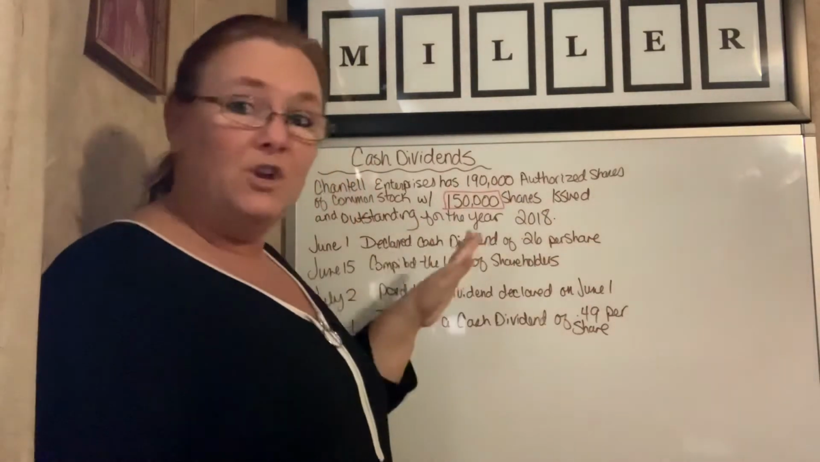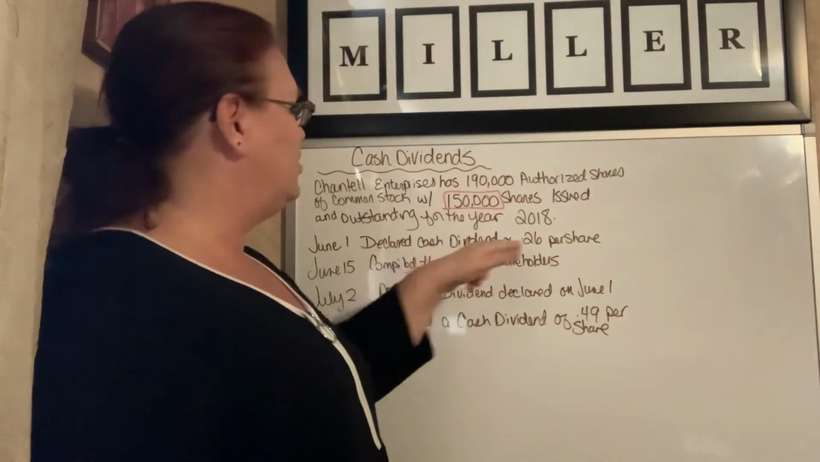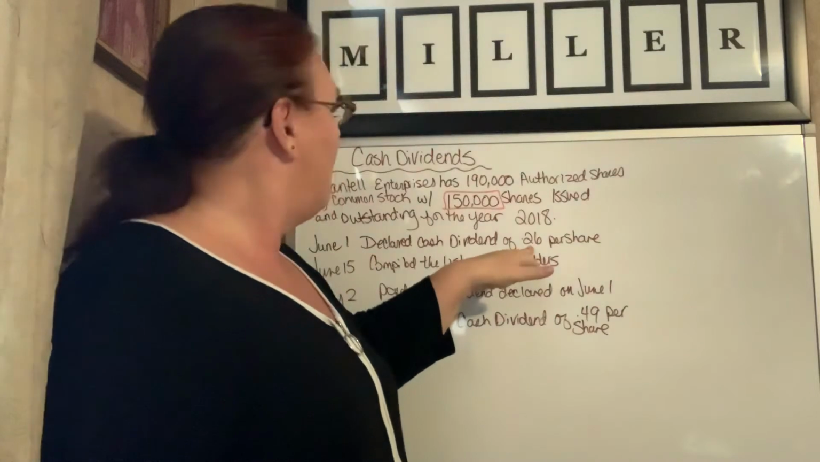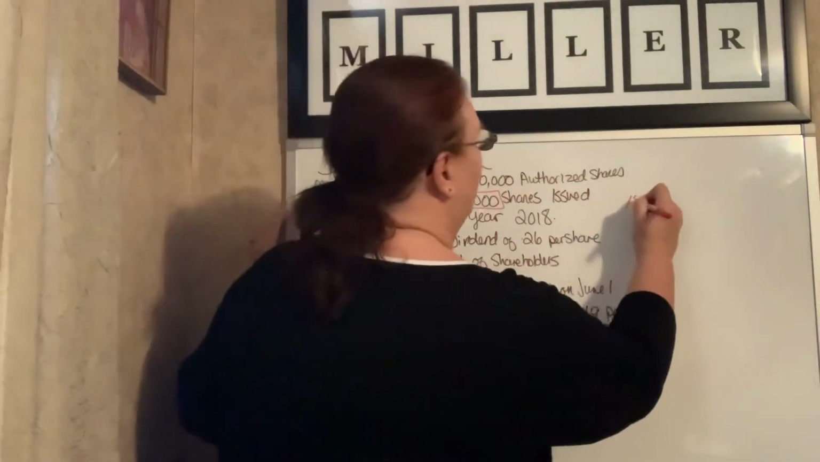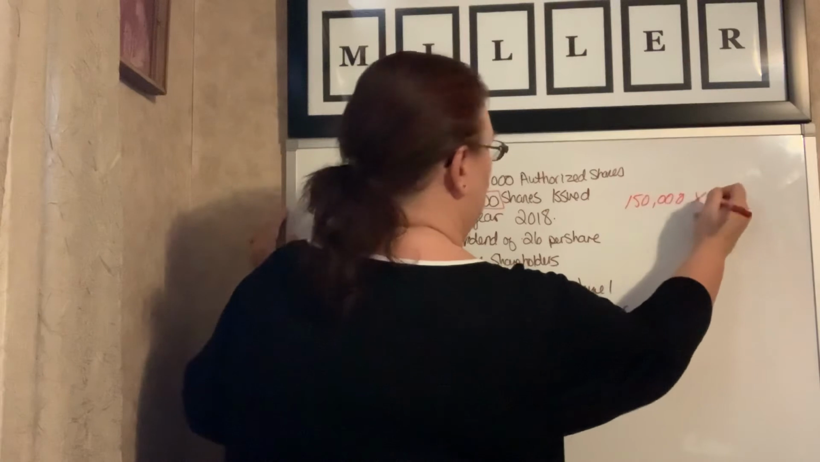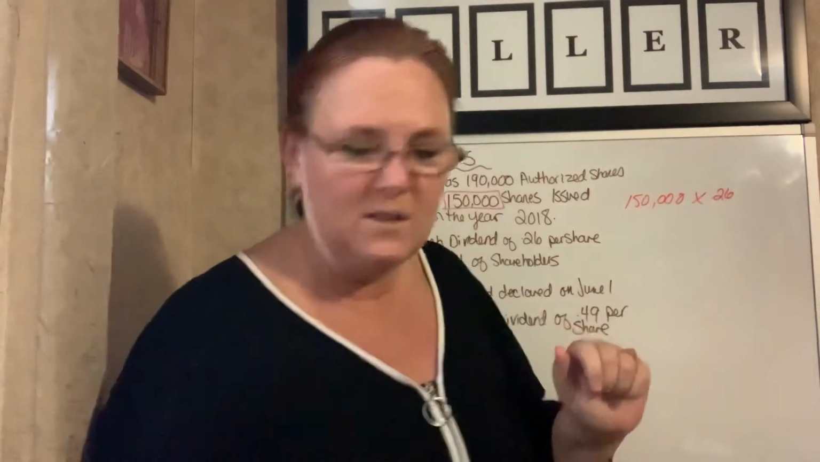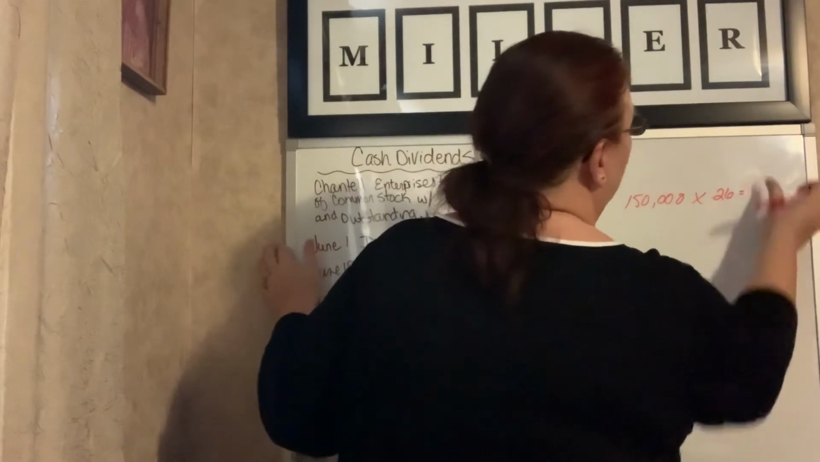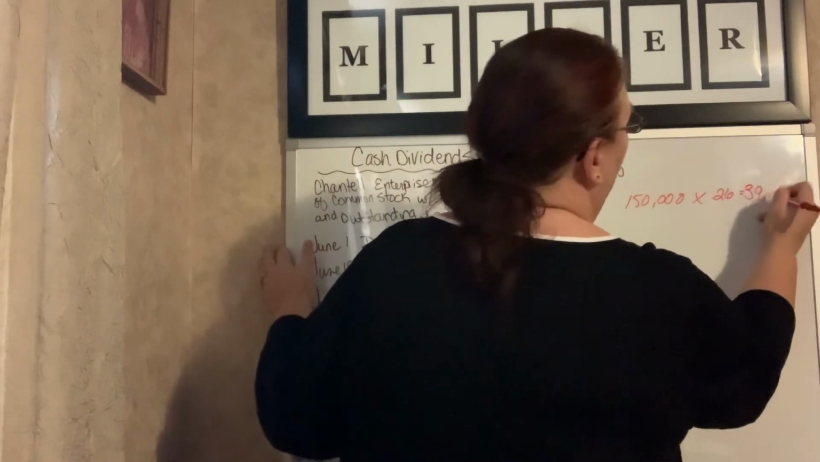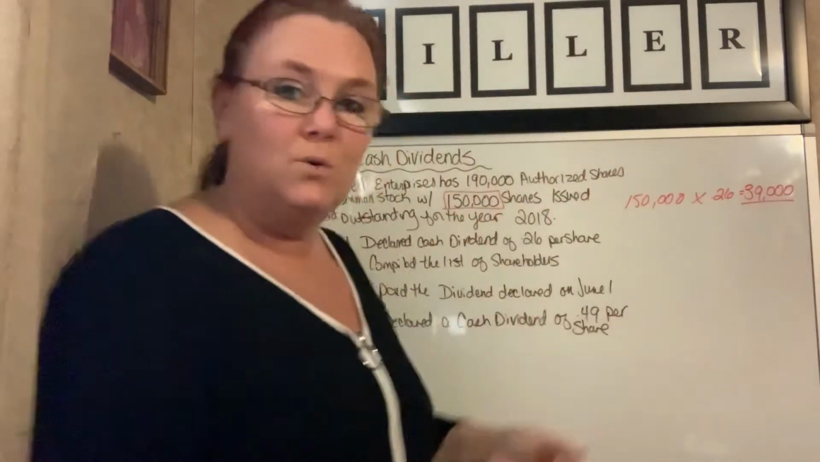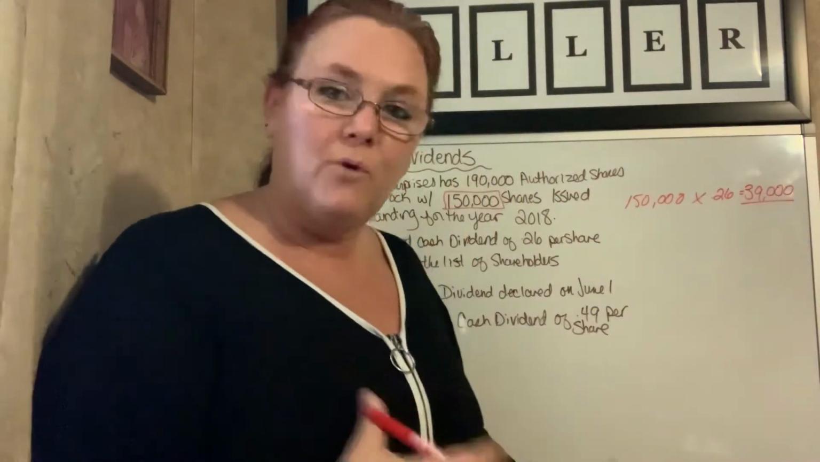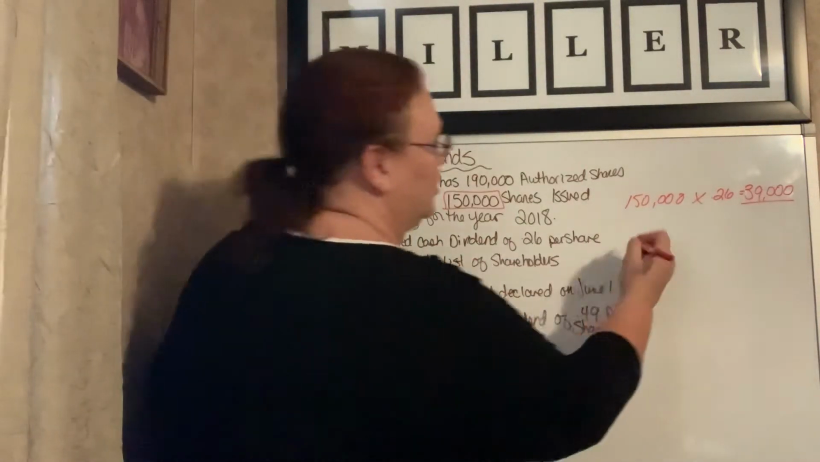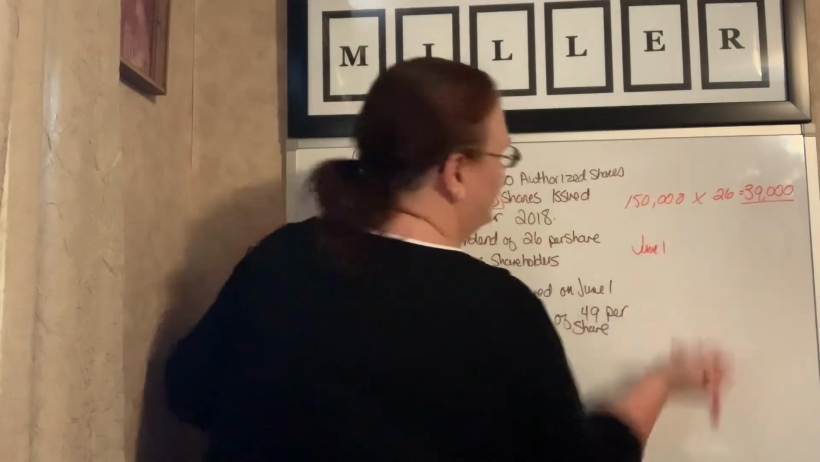So you're going to take that 150,000 and multiply it by the cash dividend declared per share. So if we do that, 150,000 times 0.26, it is 39,000, and that is the number that we use for all three journal entries for this particular cash dividend. So we would set up the journal entry for June 1st.